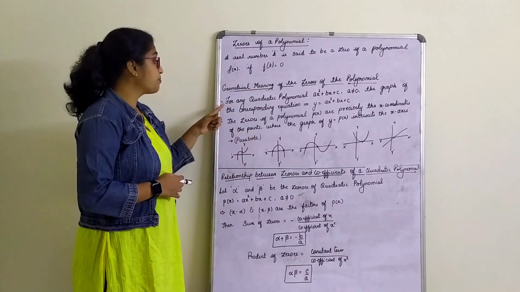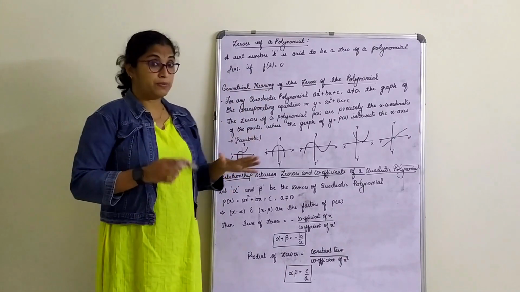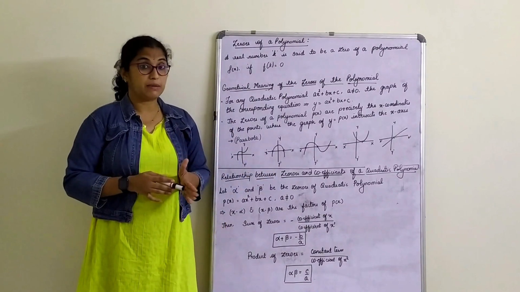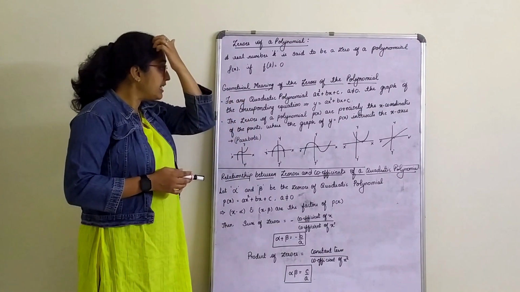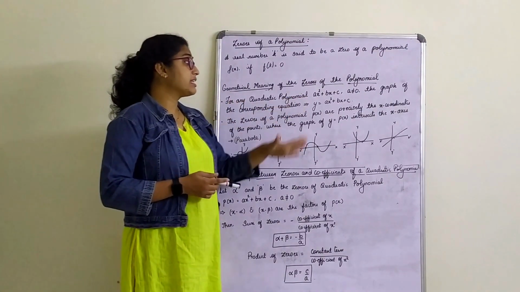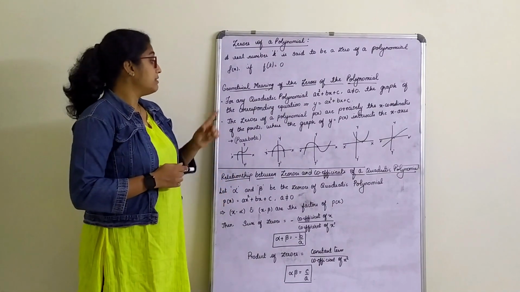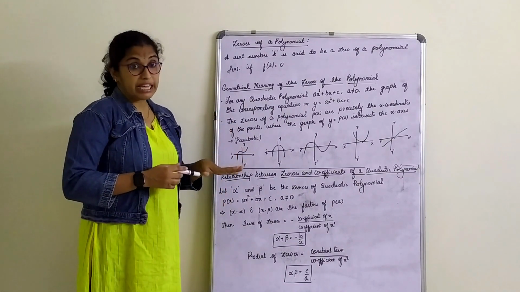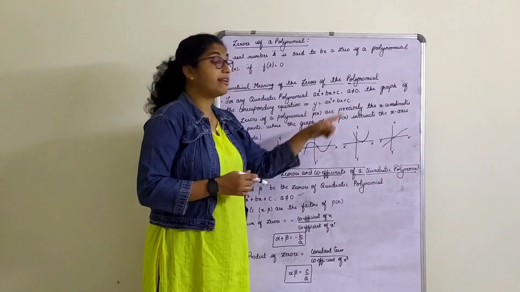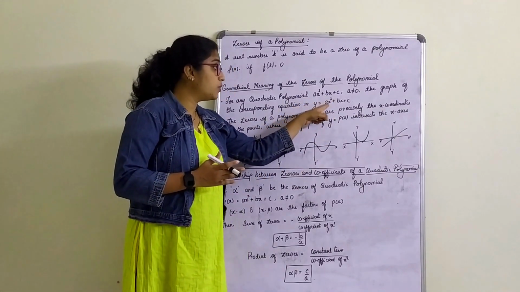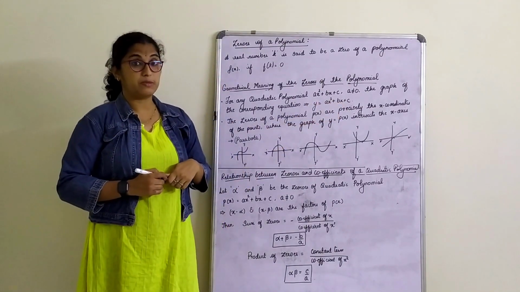Let's understand. Moreover, in this chapter we'll be dealing mostly with quadratic polynomials. For any quadratic polynomial ax square plus bx plus c, where a is not equal to 0, the graph of the corresponding equation, when we write it in terms of y, that is y is equal to ax square plus bx plus c.